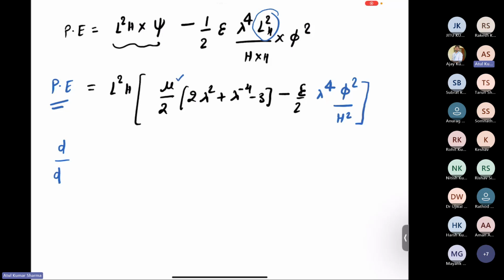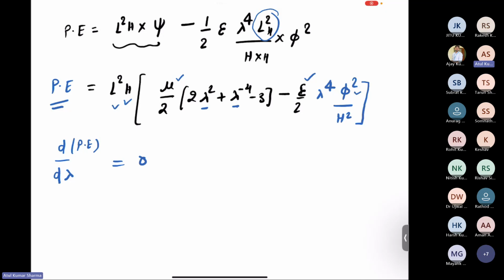Mu is known to you because it is a material parameter. L and H are also known to you. Epsilon is also a material parameter. Phi you will know, the applied potential difference, like force in the spring force case. So the quantity that is not known to you is lambda. So you can take the derivative of this potential energy function with respect to lambda and equate it to 0. And if you do that, let's see what we obtain here.